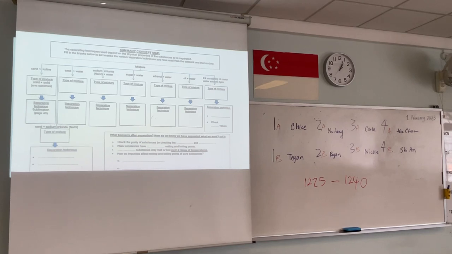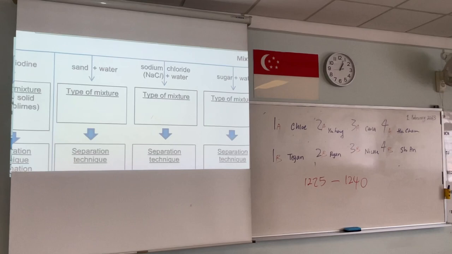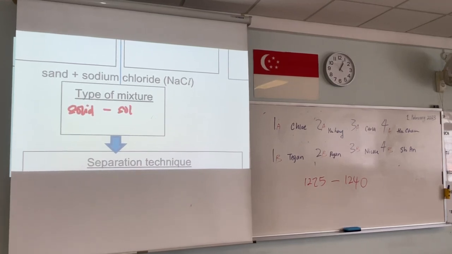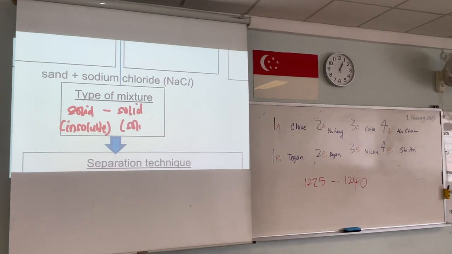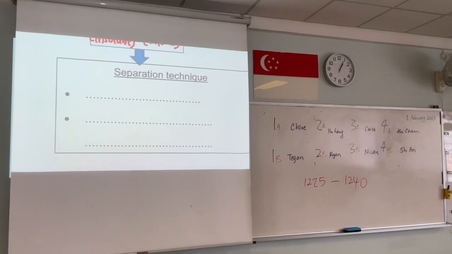Now let's go through the answers very quickly. I want to hear thorough responses from you. Let's look at the first example here, sand and sodium chloride. What type of mixture is it? Solid, correct. But it's special because one type of solid is insoluble, while the other is soluble. So what separation techniques will you need? Filtration. But what will you do before that? You will dissolve, correct?